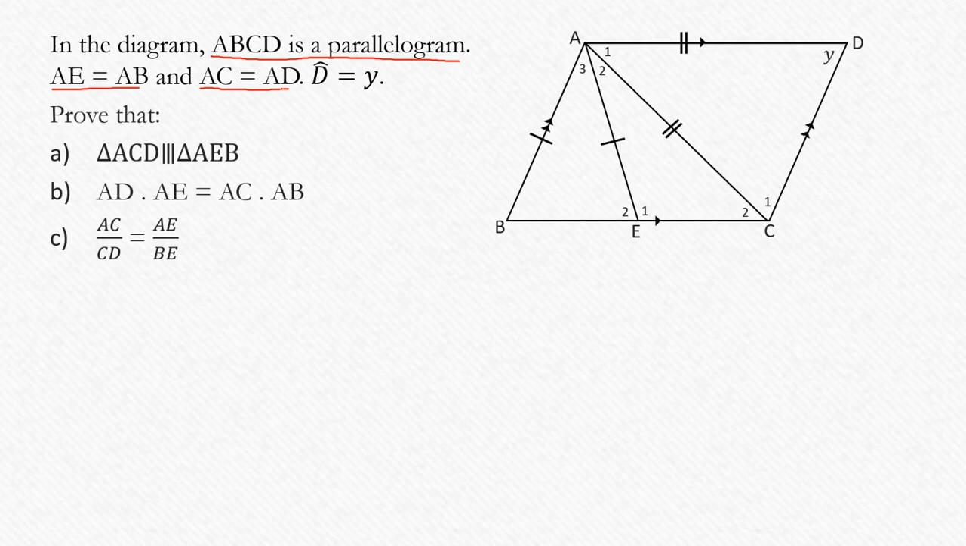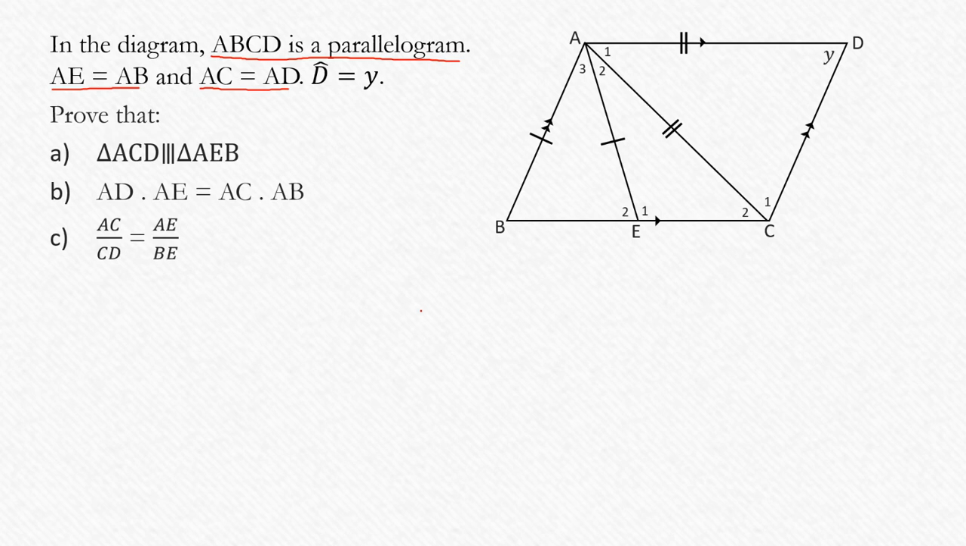Right, prove that triangle ACD is similar to triangle AEB. And then we have to prove that AD times AE is equal to AC times AB. And then after that, we're going to prove that AC over CD is equal to AE over EB. All right. So from the information that we're given, it says ABCD is a parallelogram.